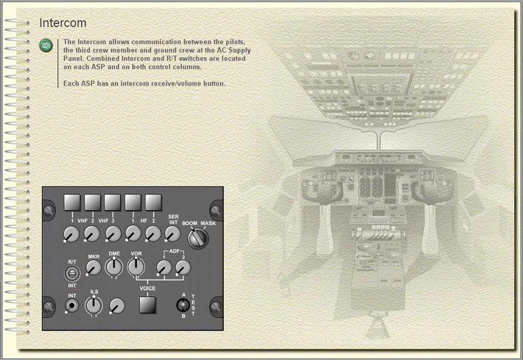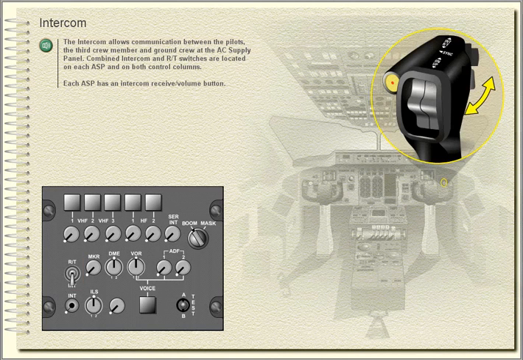Intercom. The intercom allows communication between the pilots, the third crew member and ground crew at the AC supply panel. Combined intercom and RT switches are located on each audio selector panel and on both control columns. Each audio selector panel has an intercom receive volume button.